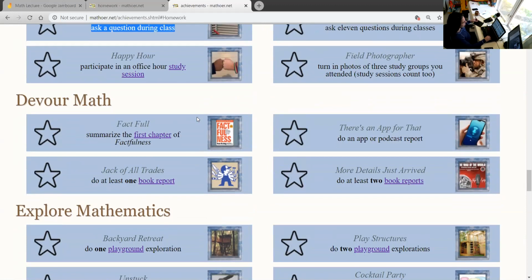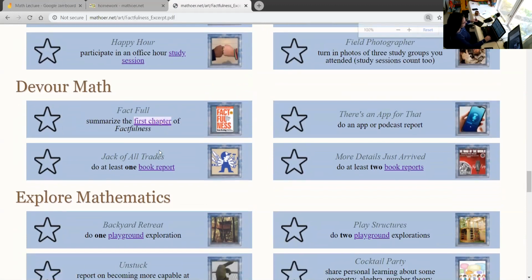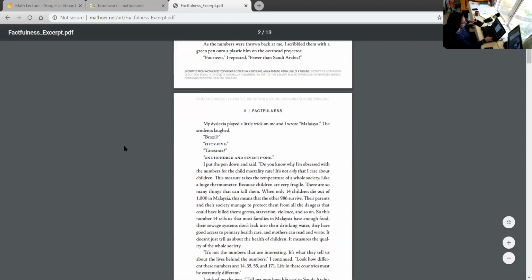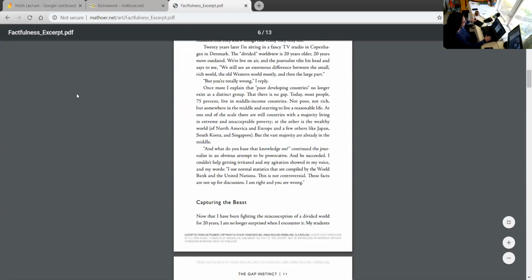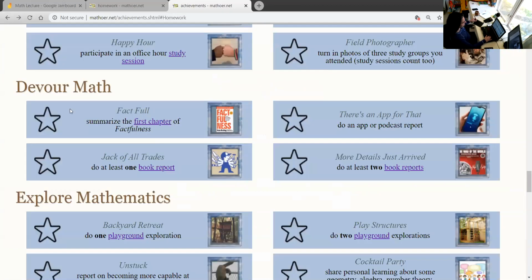The first part of the library is the first chapter only of Factfulness is available for free on the internet. So you can read it, see if you want to read more of this book, and get a star just for summarizing it. So that's something you could do this weekend.